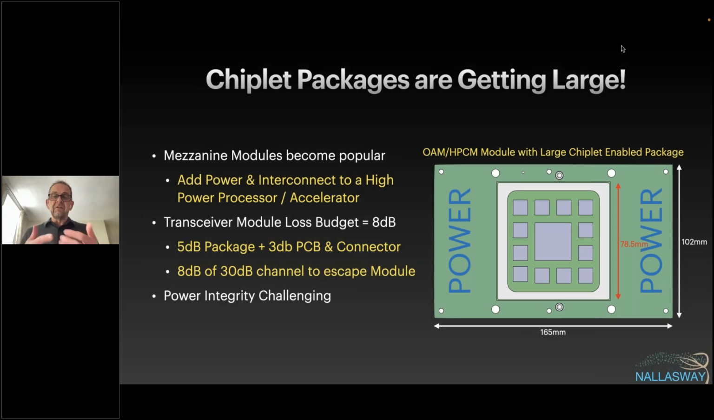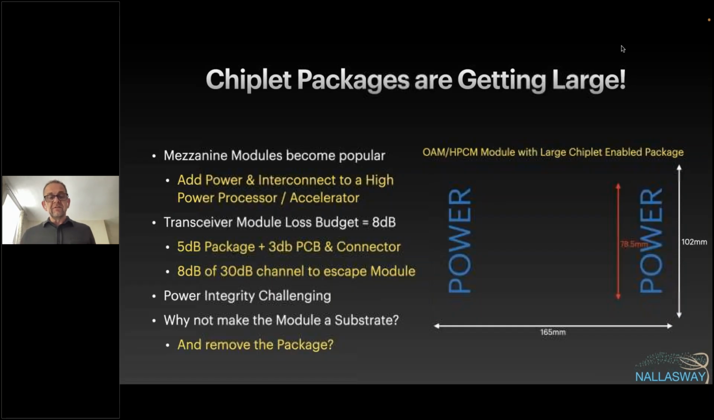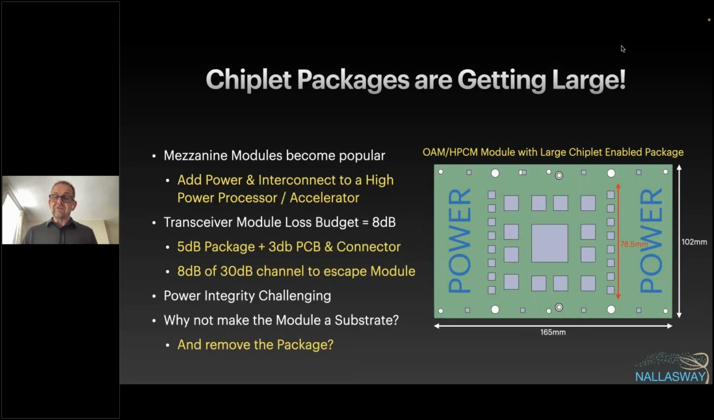So we're getting closer and closer to sucking the power on the package, and we know we need to do this for chiplets. So the conclusion is, why not make the module the substrate and then remove the package altogether? And so cut out the middleman. And then we've got this, so we get rid of that horrible solder ball, which is a bad signal integrity part of there, as well as some of the others.